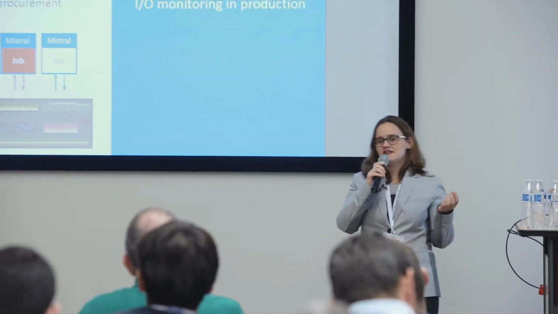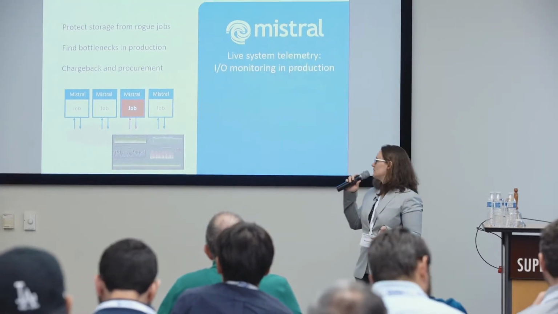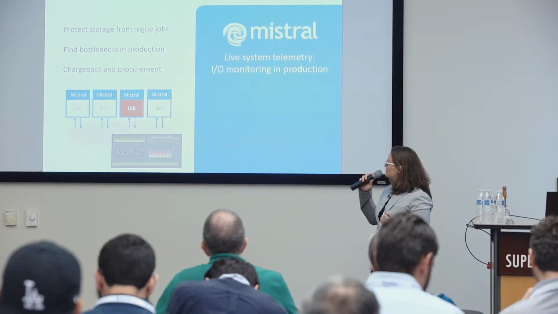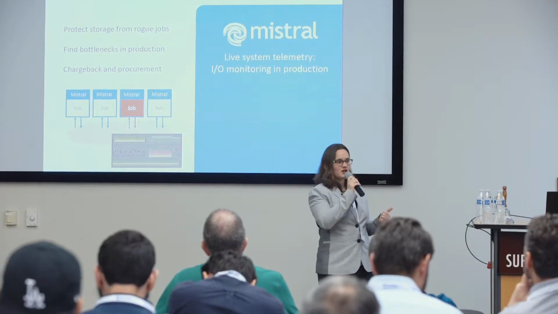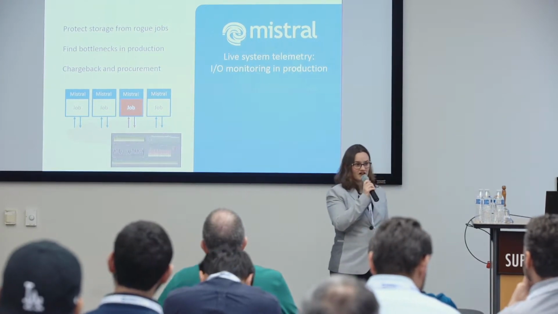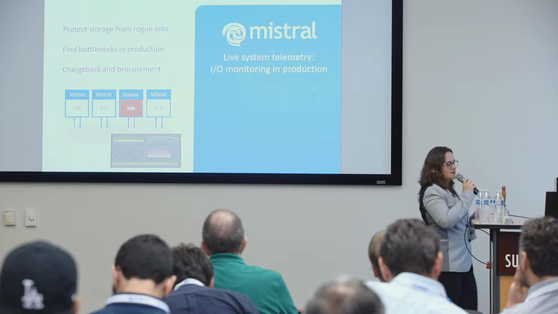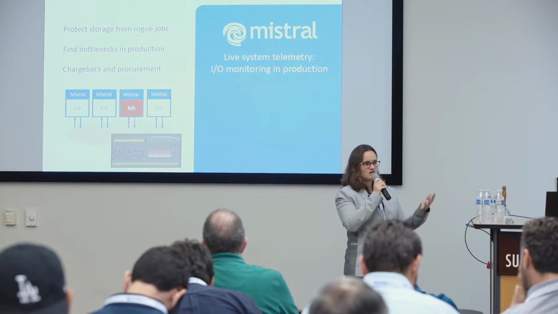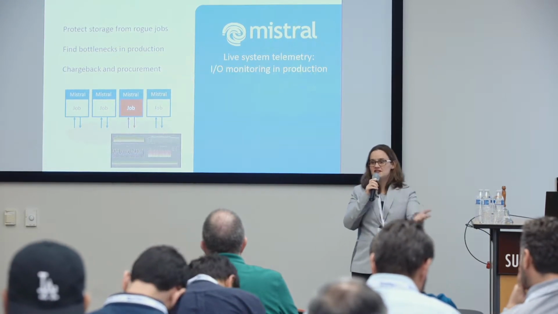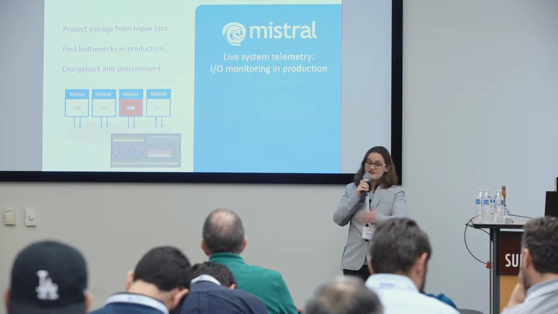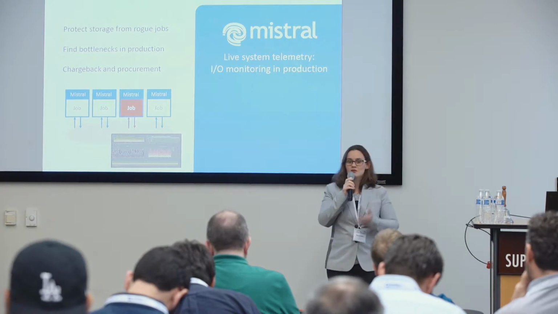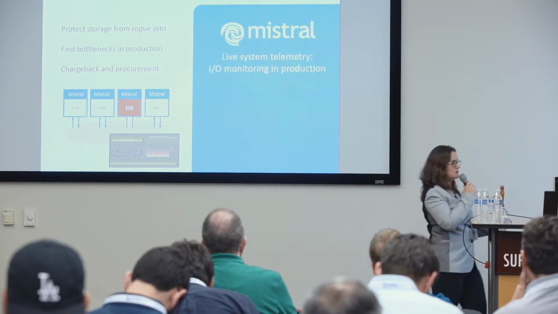So secondly, we also have a product for doing system telemetry. So this is much more lightweight. It won't give you anything like the level of information that you get from Breeze, but you don't want to gather that all the time. Mistral is designed to protect your shared storage by telling you who is overloading the file system at any one point. It lets you find bottlenecks in production, and it also lets you do chargeback to your users. So you can say not only how many nodes this particular group ran on last week, which is something you can get from your scheduler, but also how much of the storage bandwidth they used, for example.